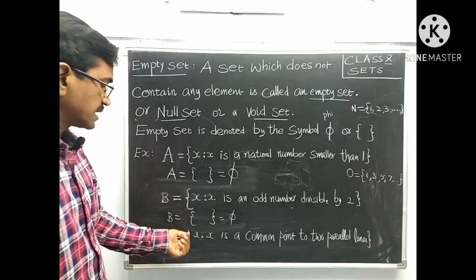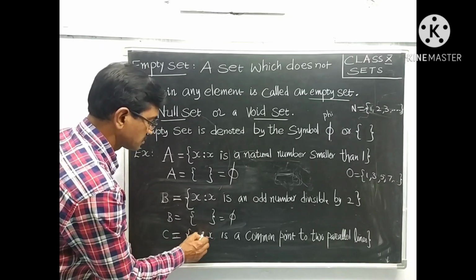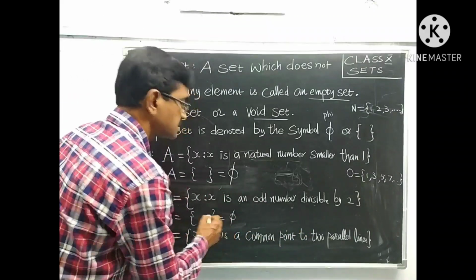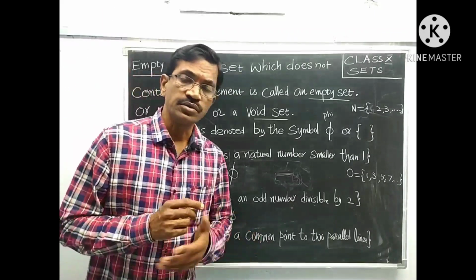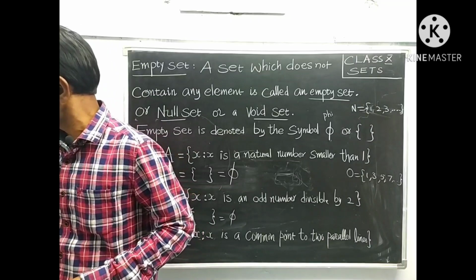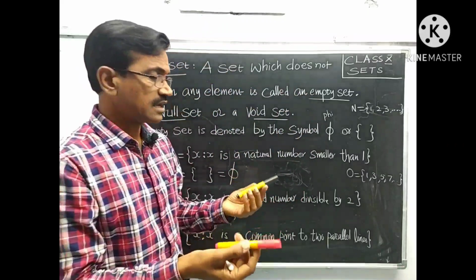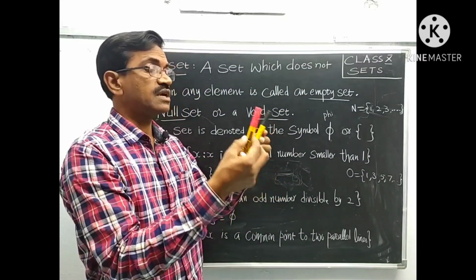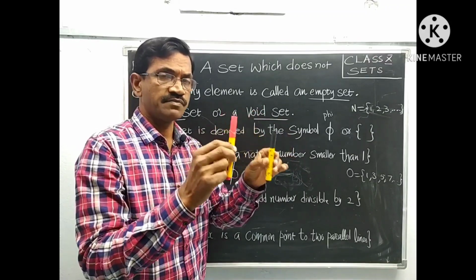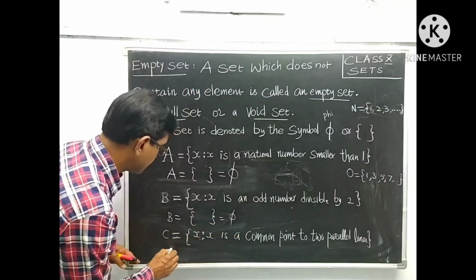Let us take one more example here. X such that X is a common point to two parallel lines. A common point to two parallel lines. If we take two lines like this, they are parallel. They are not intersecting at anywhere. If they do not intersect or if they do not meet at any point, they should not have a common point. Therefore, this is also a null set.